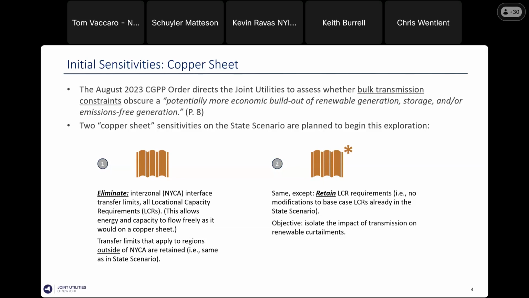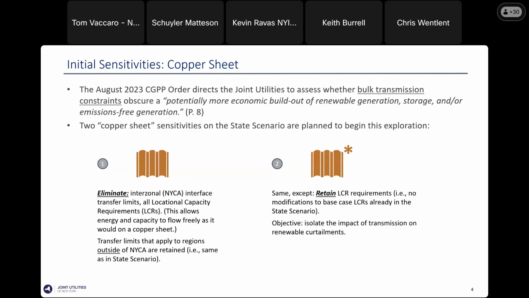So in the first copper sheet sensitivity here, we eliminated the interzonal interface transfer limits. For example, any constraints that NYISO would have imposed between zone A or zone B, or between any of the zones, have been totally eliminated so that the electrons have no constraint from moving from one zone to the other. As well, we've removed the local capacity requirements. These are intrazonal requirements related to generation capacity that has to be sited and utilized within that zone. We can talk about that a little bit more later, but we've eliminated those as well as part of this first copper sheet sensitivity.